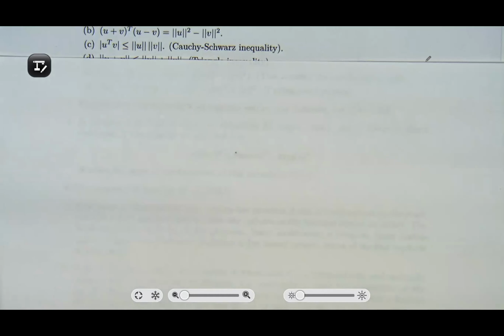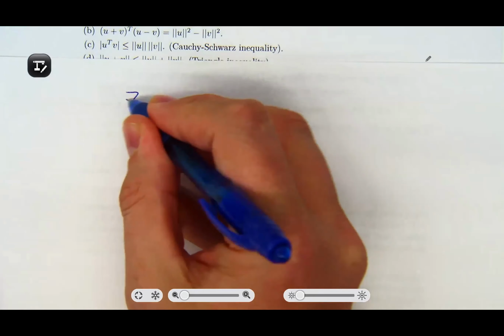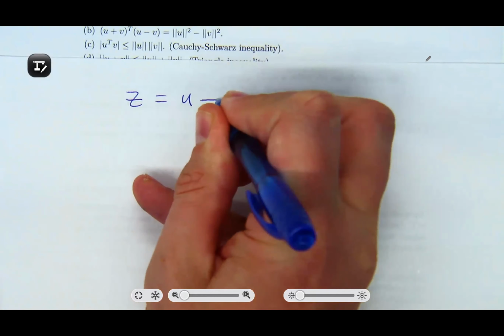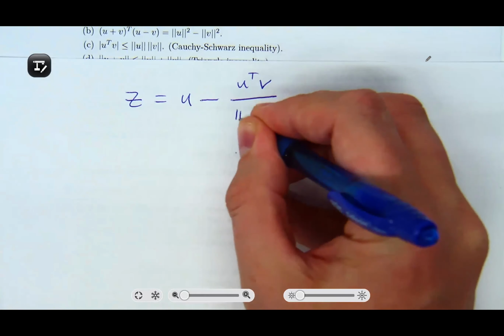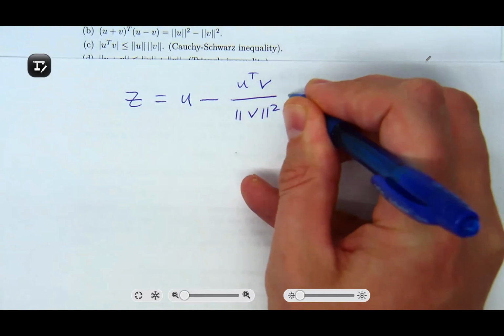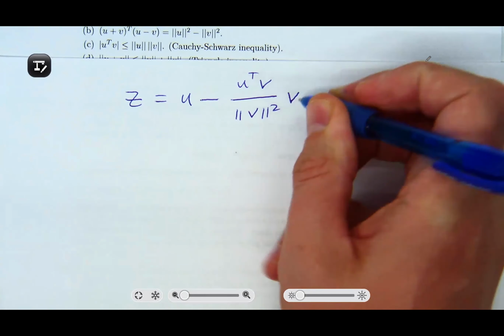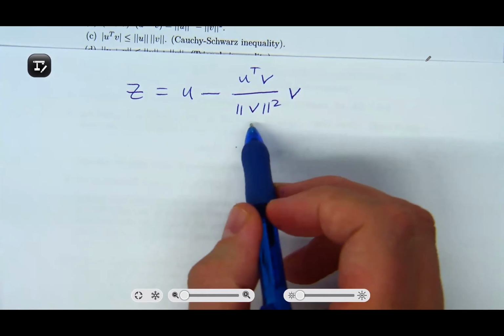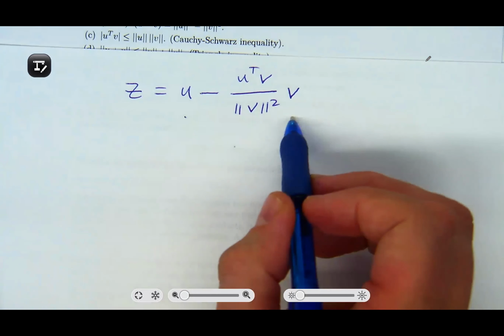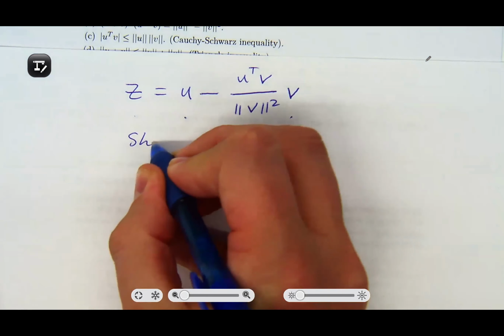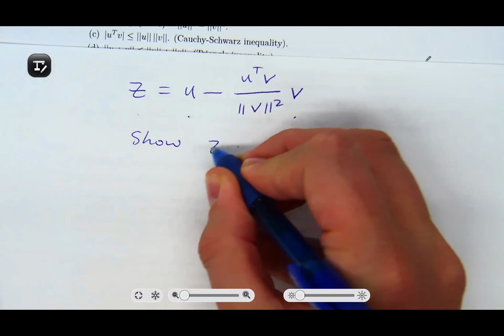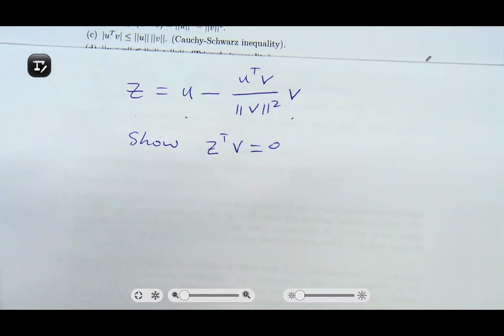introduce another vector, say z equals u minus u transpose v over norm of v squared multiplied by v, right? Because this here will be a scalar, that's a vector, that's a vector, that's a vector. And the task would be to show that z transpose v is 0.